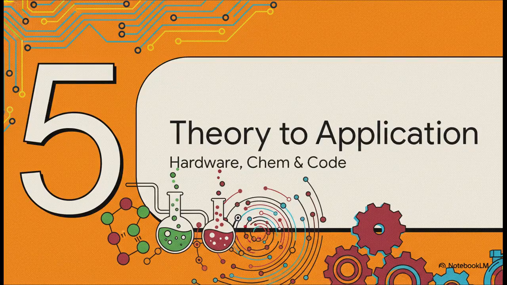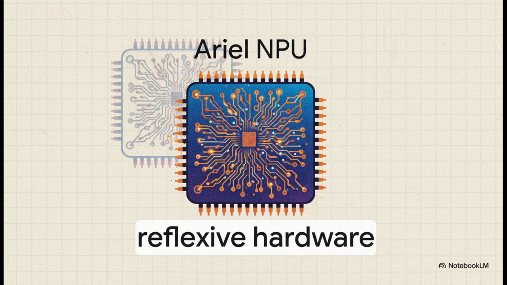And this isn't just some philosophical exercise. The LEATR framework is actually designed to be a real blueprint for a whole ecosystem of technologies, from custom hardware all the way to chemistry simulation. Let's start with the hardware. The proposed Ariel NPU is an AI chip that's designed from the ground up to operate on these reflexive principles. It's meant to move beyond that traditional looping architecture you'd find in most other chips.